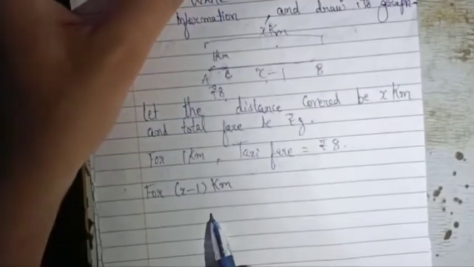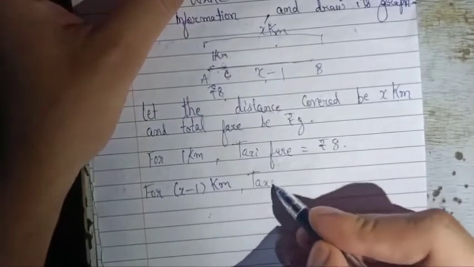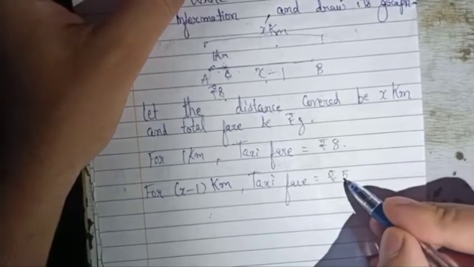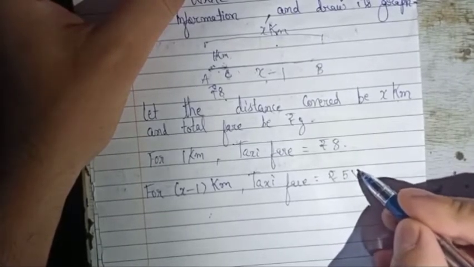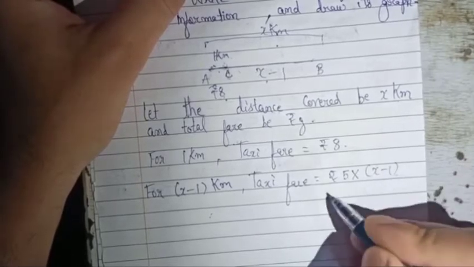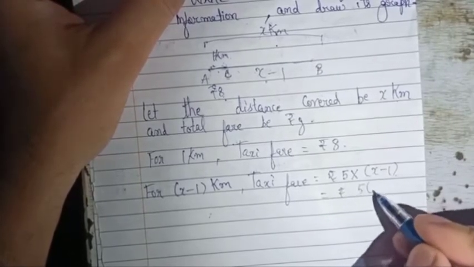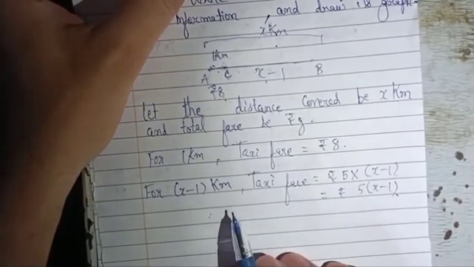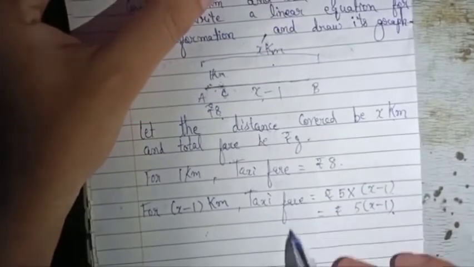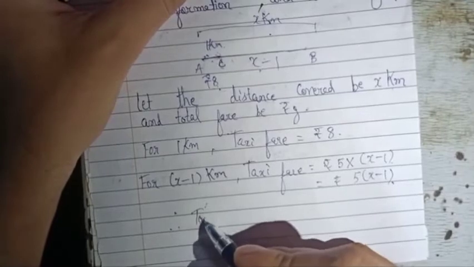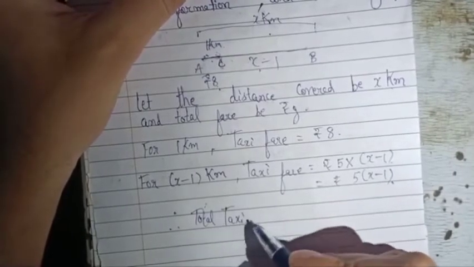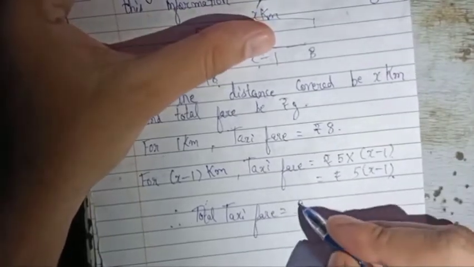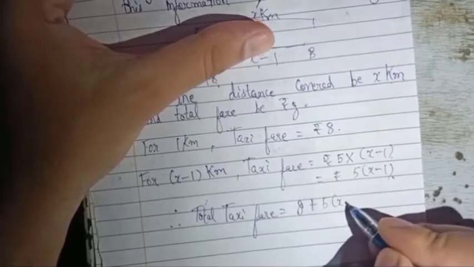So for x minus 1 kilometer the taxi fare will be equal to rupees 5 multiplied by x minus 1, at 5 per kilometer. This implies that rupees 5 into x minus 1 will be the amount for the rest of the distance to be covered. Now the total taxi fare will be equal to rupees 8 plus 5 into x minus 1.